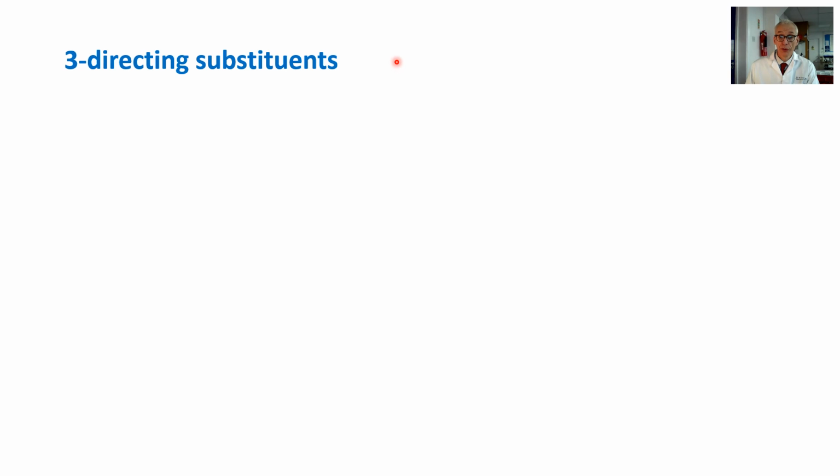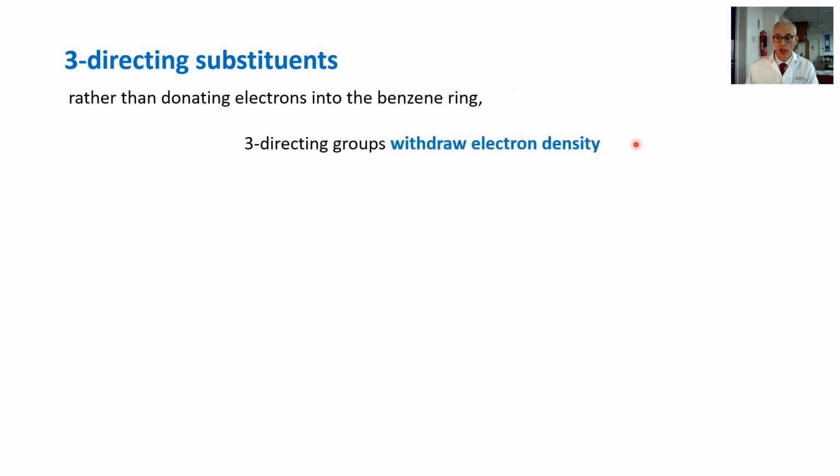Moving on to 3 directing substituents. So these contrast with 2,4 directing substituents such as phenol in that 3 directing groups withdraw electron density from the delocalized pi system in the benzene ring. The example you are expected to know about is the nitro group. So the nitro group is 3 directing.